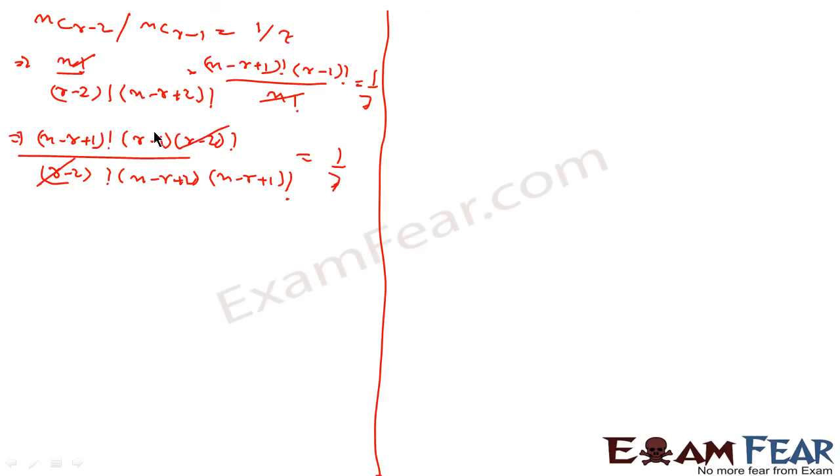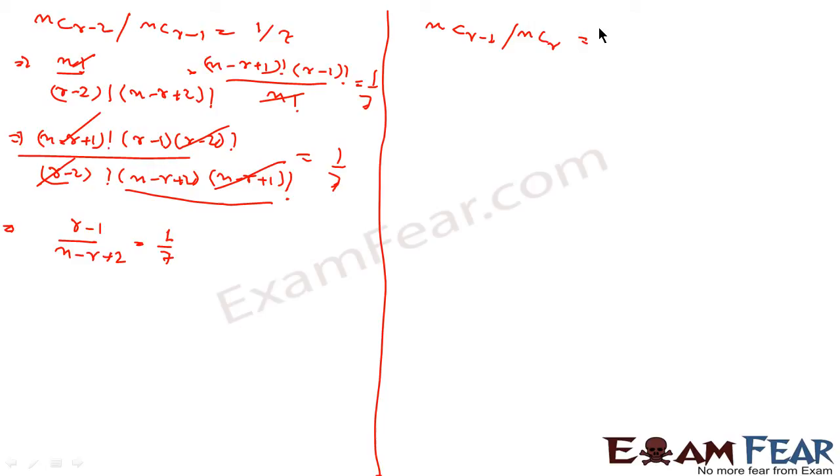Similarly, in case of n-r+2 and n-r+1, I know n-r+2 is greater. So I said (n-r+2) factorial is equal to (n-r+2) into (n-r+1) factorial, so that I can cancel these two factorials. So what I get from this equation is (r-1) by (n-r+2) is equal to 1 by 7.